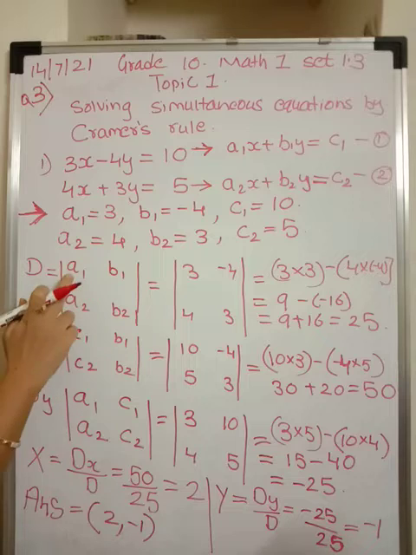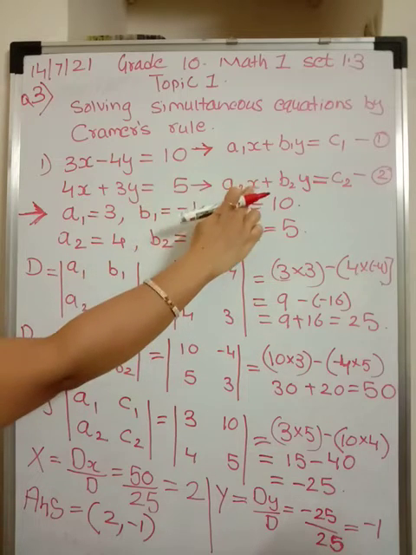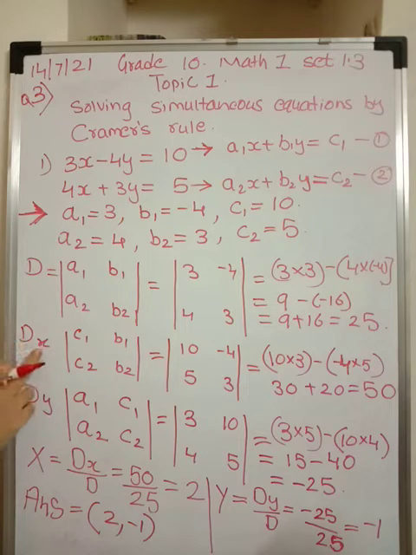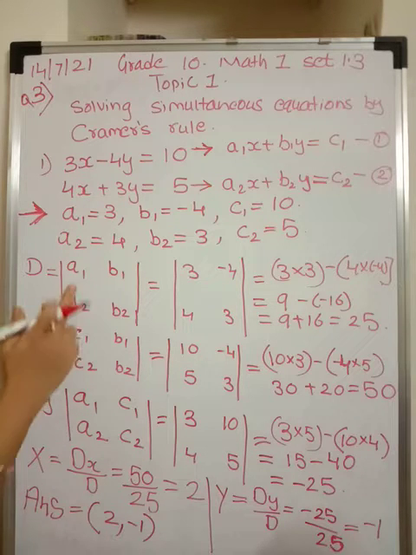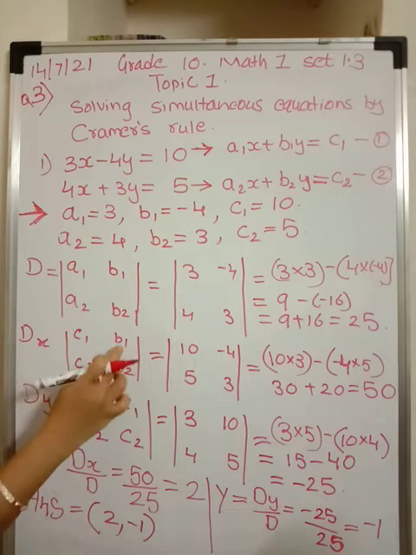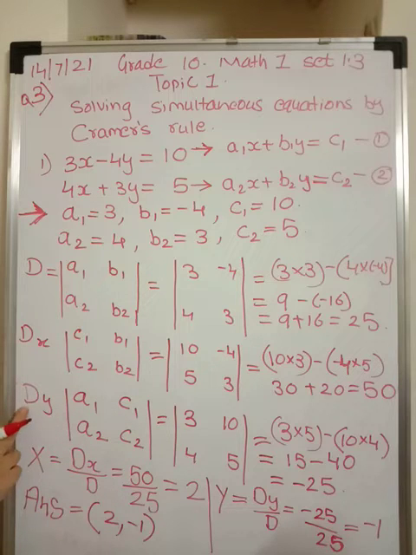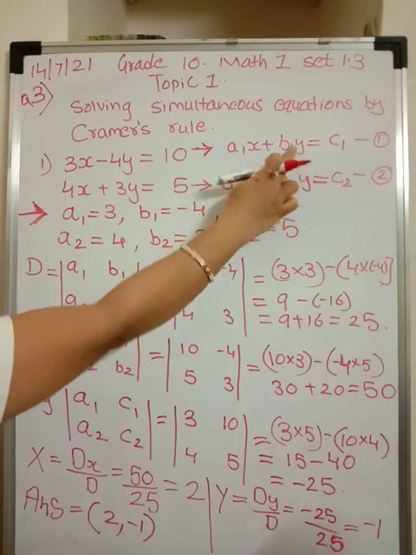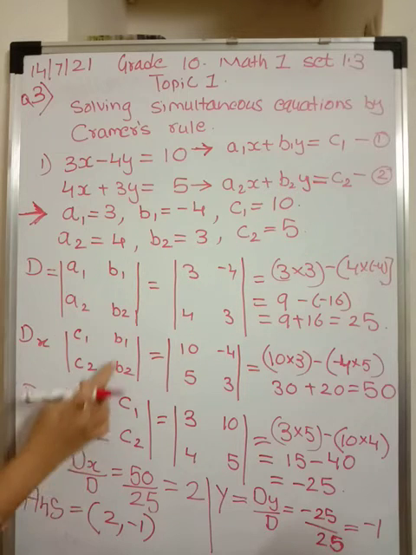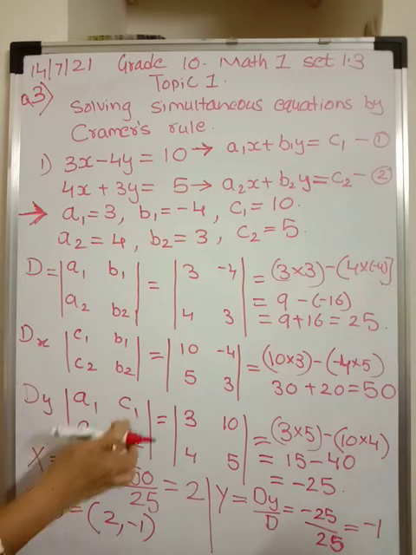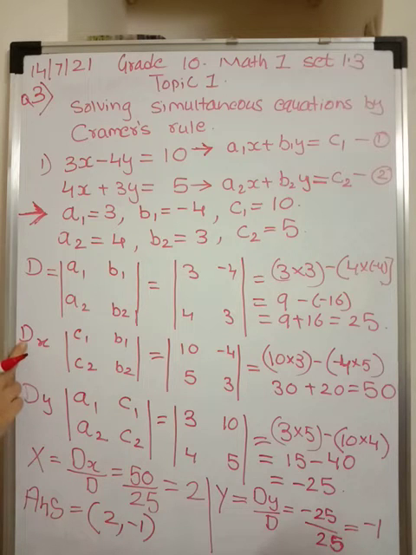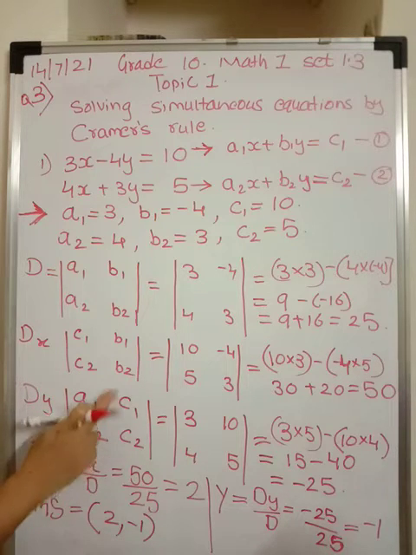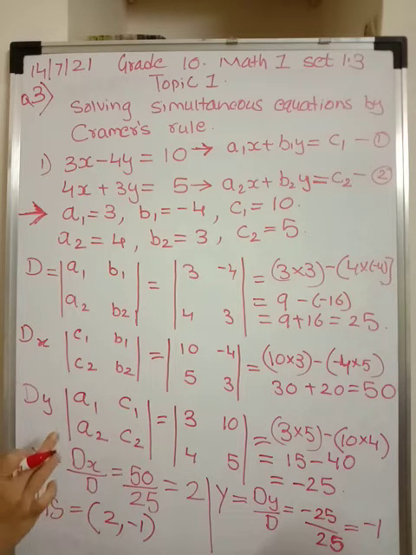Now what is dx? a1 and a2 are related to x. So when we want to find x, you should not take those. They should be replaced by c1, c2. So for the x value, a1, a2 is replaced by c1, c2, and b1, b2 remains the same. Third is to find dy. How to find dy? y is associated with b1 and b2, so instead of b1 and b2, replace them with c1 and c2. So when you want to find x, replace a1, a2 by c1, c2. When you want to find y, replace b1, b2 by c1 and c2.